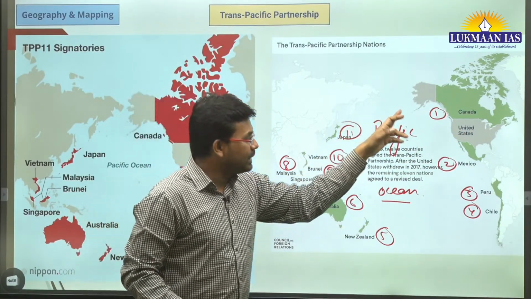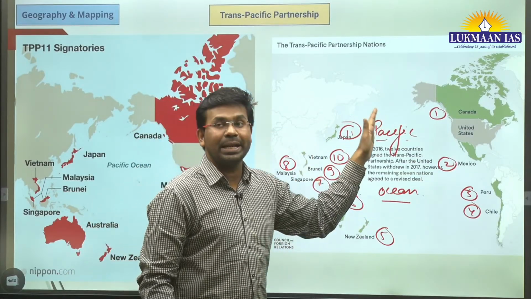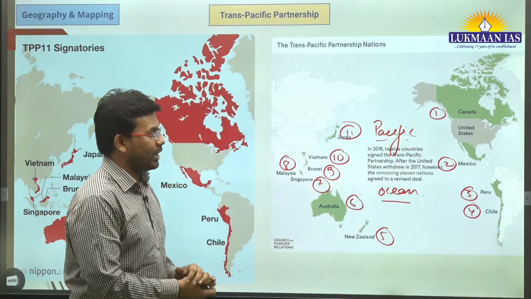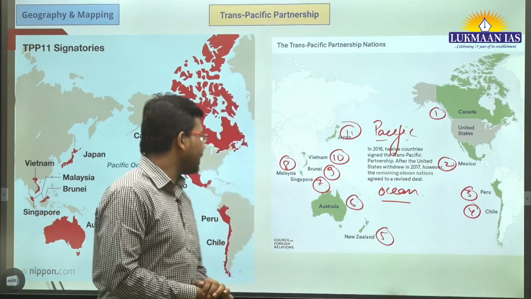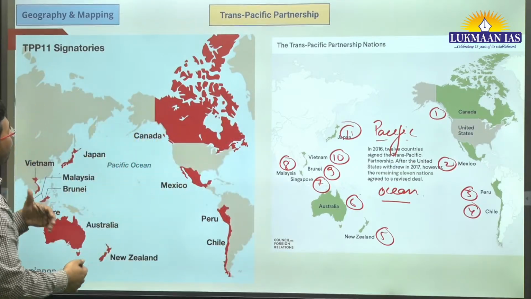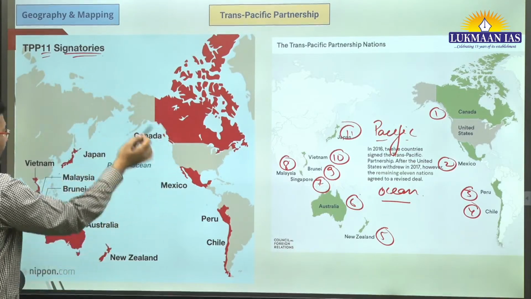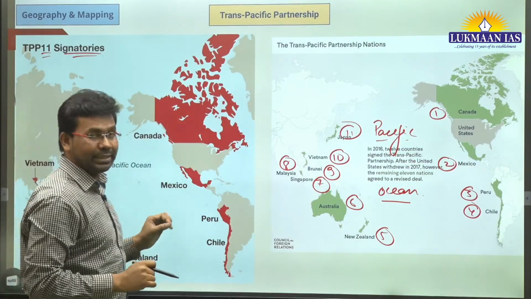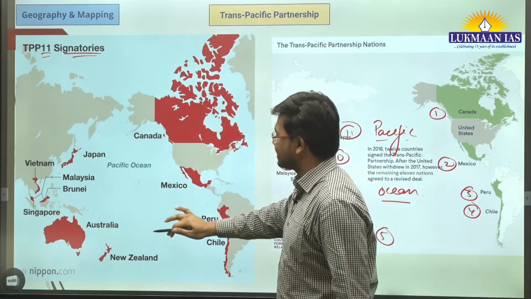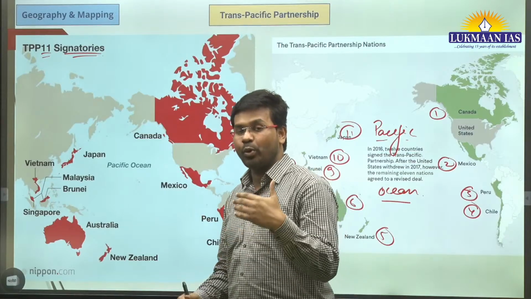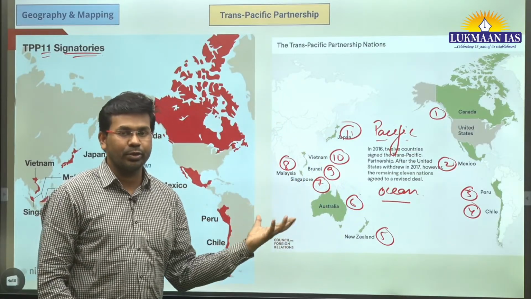Why? Because in this partnership, the member countries are those countries that share their maritime border with the Pacific Ocean. And as we all know, the Pacific Ocean is the largest ocean in the world. So again, we have listed the 11 signatories or 11 countries over here. In this map, the member countries have been represented in a shaded color using red. In your free time, you can download this particular PDF from the description of this YouTube video.